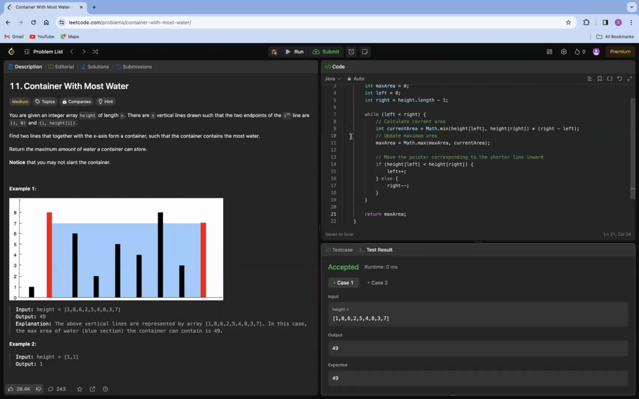And this is the power of two-pointer. With the help of two-pointer, the time complexity we got is order of n. That is the power of this, and space complexity will be constant here. So this is a very popular problem of two-pointers.